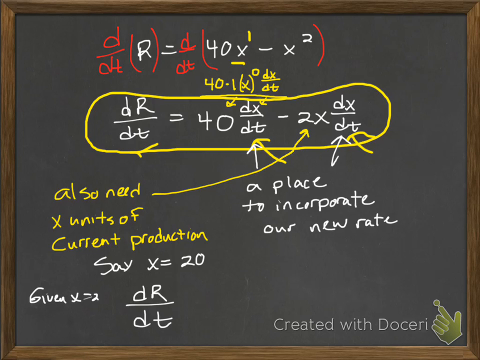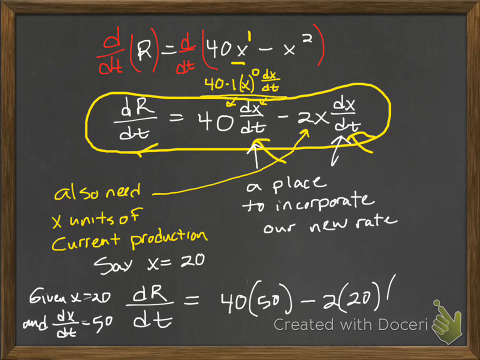So dr/dt, given that x is 20 and our rate is 50, let's plug them in and see what we get. So 40 times 50, just put the values in where they go. X is replaced with 20, dx/dt with 50. Multiply it all out, I get 0. Well, how about that? I just ramped up production from my current rate of 20 units, and I am getting now 0 increase in revenue. My rate of change of revenue is $0 per day.